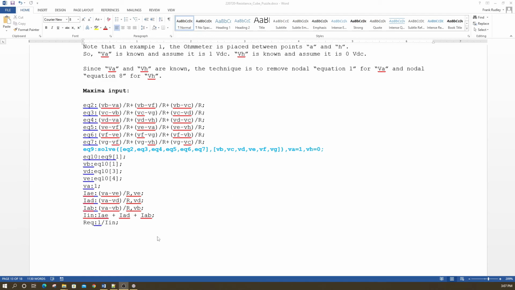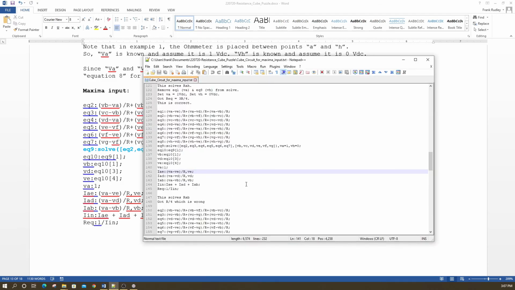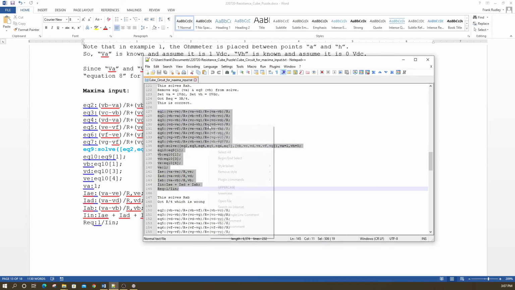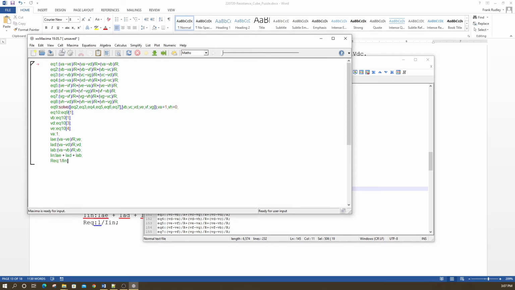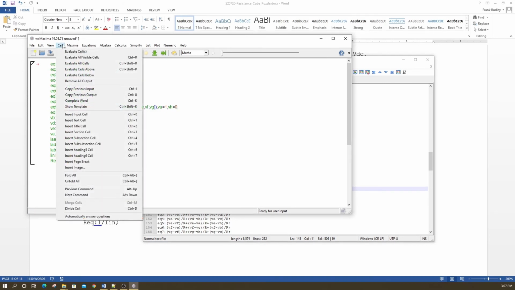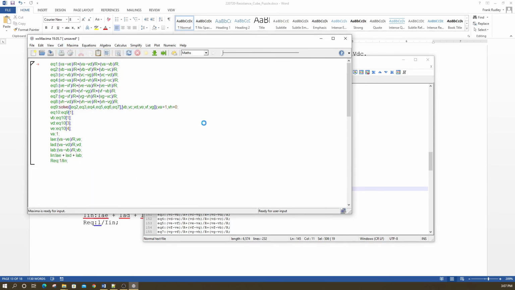So I'm going to get those equations. I saved them in Notepad over here, and this is it here. I'm going to grab this text out of here and copy that, and then I'm going to go into Maxima and just paste that. So now I go to cell, evaluate cells.